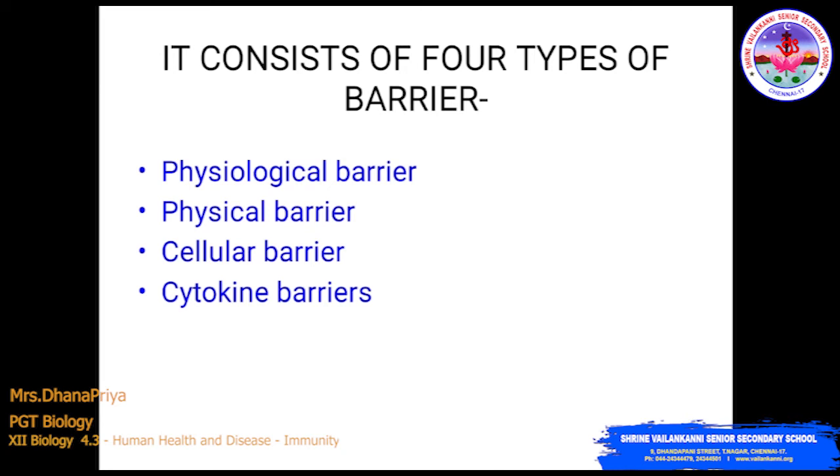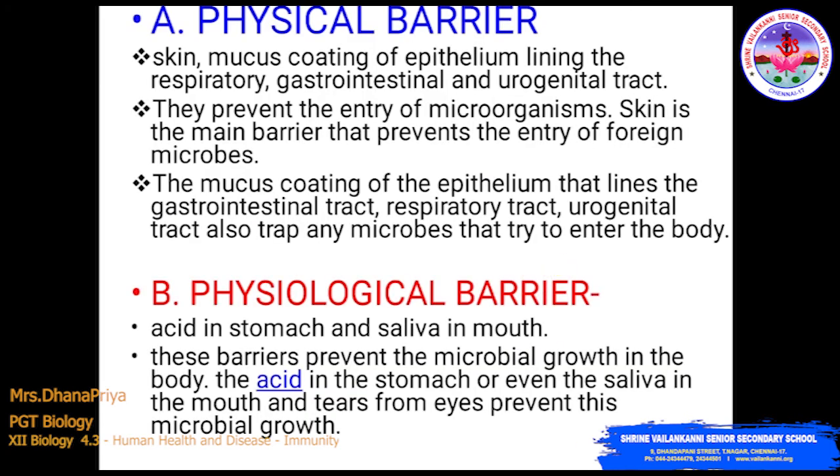This will be very important, so you just go through it. Let me repeat it again: physiological barrier, physical barrier, cellular barrier, and cytokine barrier. So what is the physical barrier? Skin, mucus coating of epithelium lining the respiratory, gastrointestinal, and urogenital tract.